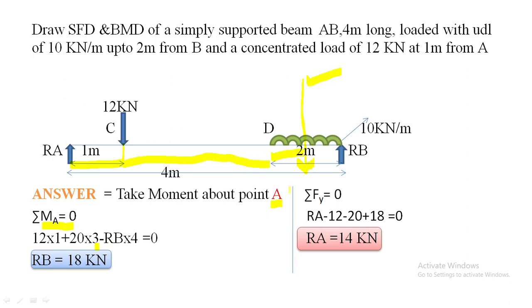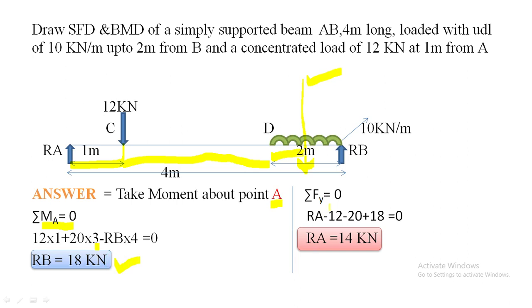And last is RB, which is going in anti-clockwise direction. So consider negative. So minus RB into distance 4 is equal to 0. After calculating, 12 into 1 plus 20 into 3 is equal to RB into 4, and then divided by 4 to get our answer. So we got the answer of RB is equal to 18 kilonewton.